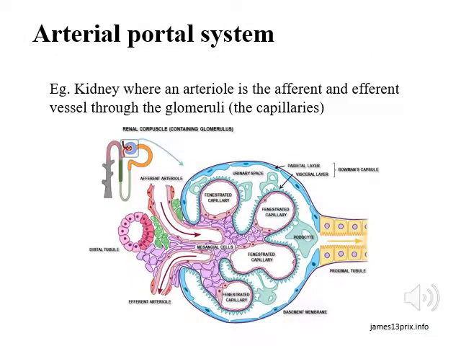And then the last alternative route is the arterial portal system, which we find in the kidney. So this is when the kidney will have an arteriole that is both afferent and efferent vessel, and the blood will flow into the kidney from the afferent vessel through the glomeruli, which represents the capillaries of the kidney, and then will exit the capillaries of the kidney via the efferent arteriole. So the blood is essentially passing through a capillary bed without entering into a vein.